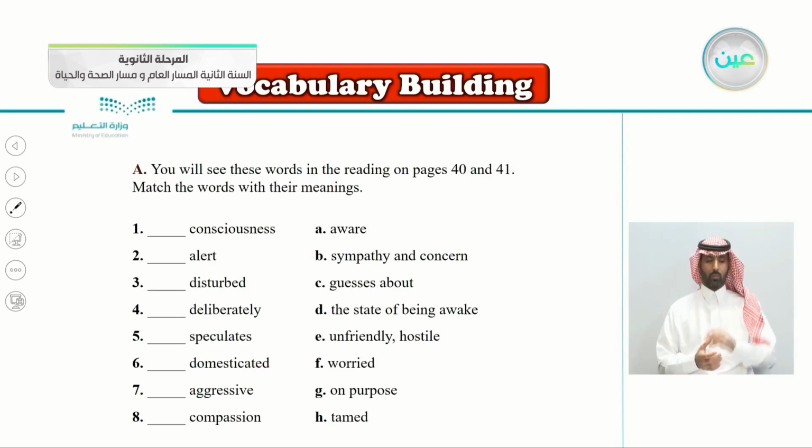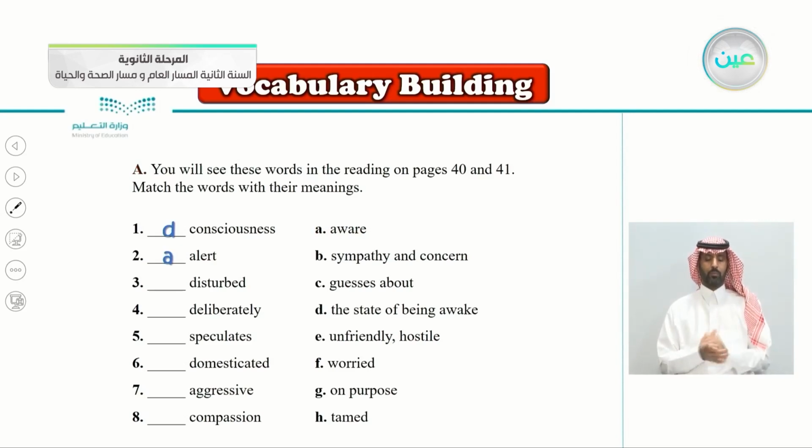So number one, consciousness. What's the meaning of consciousness? Match it with its meaning. So consciousness goes with the letter, yes, D. Consciousness is to be awake, the state of being awake. Very good. What about number two, alert? To be alert goes with the letter A. To be alert is to be aware of something. Very good. Number three, disturbed.